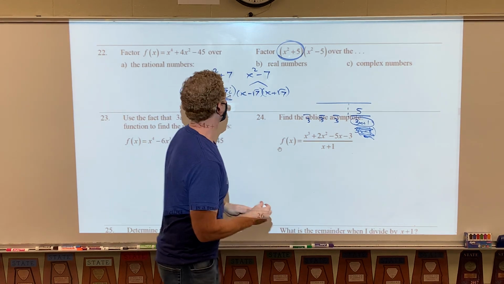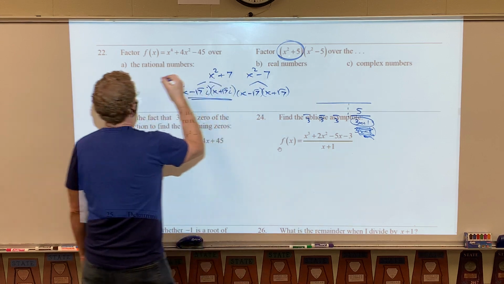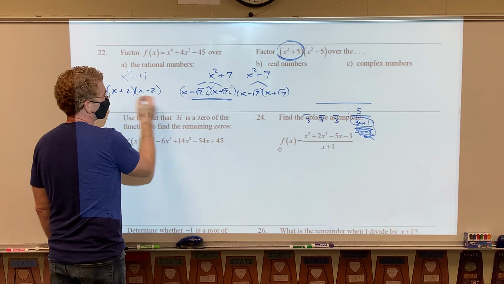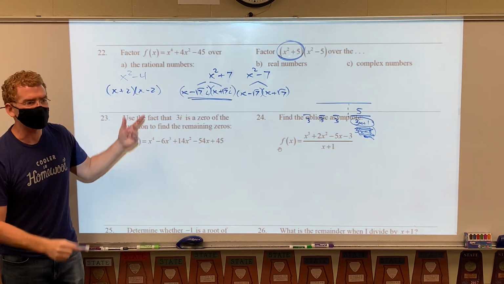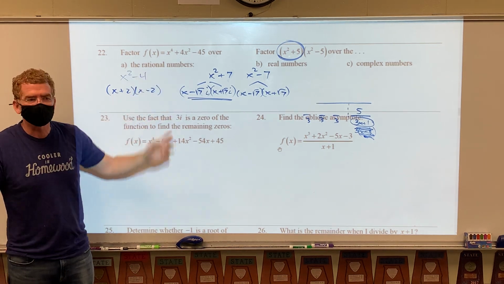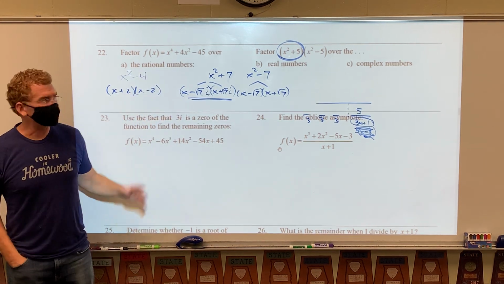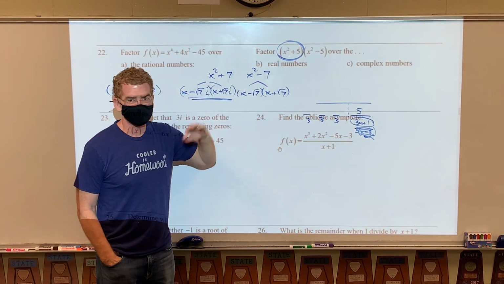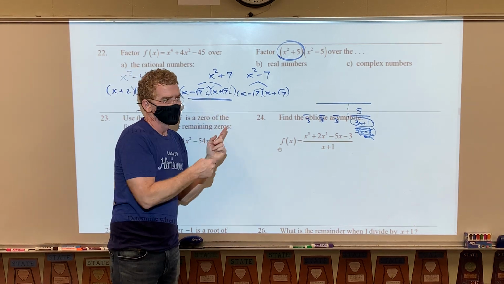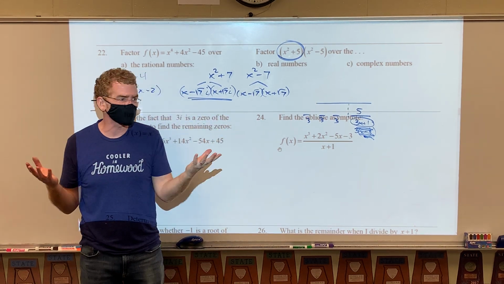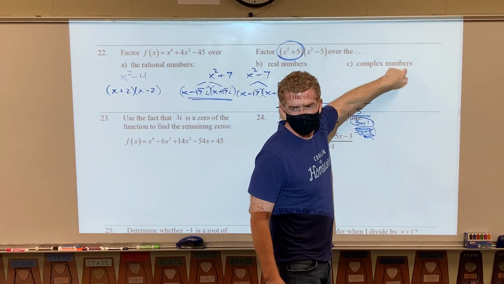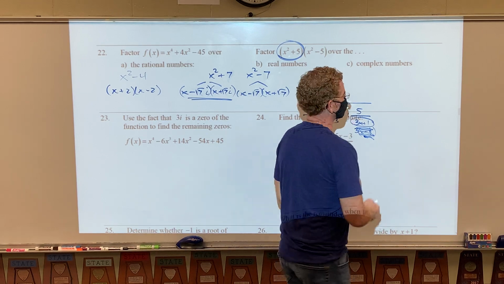If I don't need any of that, and I have something like x squared minus 4, x plus 2, x minus 2. I didn't need rationals or imaginaries. Then I'm factoring over the what? Just rationals. That's what we've been doing all along. Rational numbers. But if I have to pull out radicals, then I'm using irrationals as well as rationals. That's real. And if I got to pull out i's, then I'm using reals and imaginaries. That's complex. So that's what I'm asking right here. Y'all tracking with me? Let me show you one other thing.